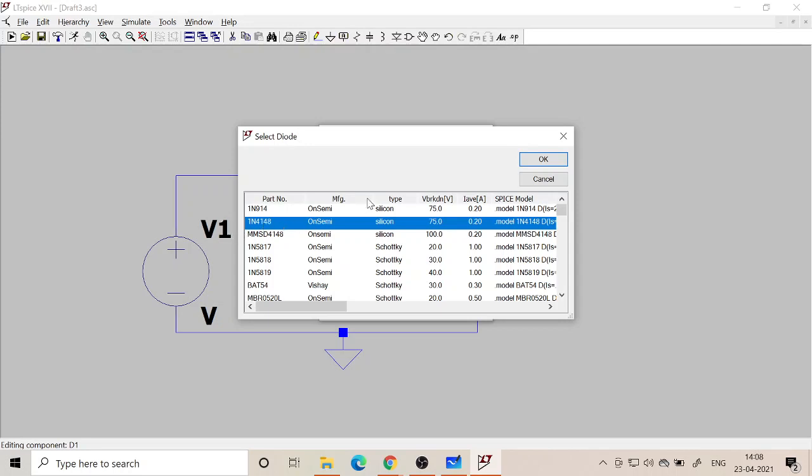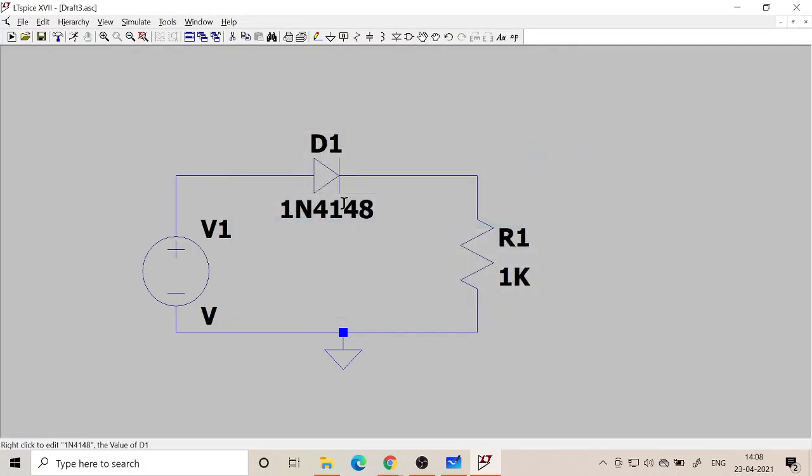The difference is that different diodes will have different cut-in voltage, breakdown voltage, and reverse saturation current, but it is all incorporated in a model file here. So every component will have a model file. You click OK, so that component will be assigned here.